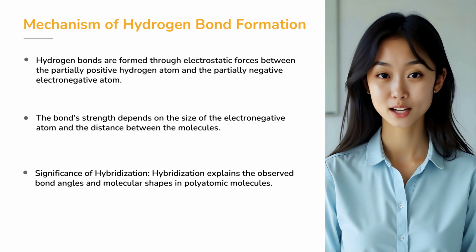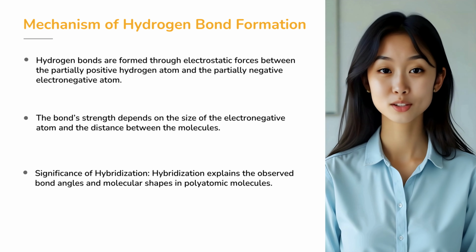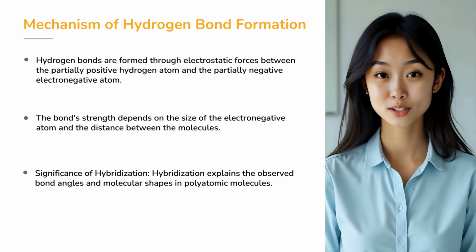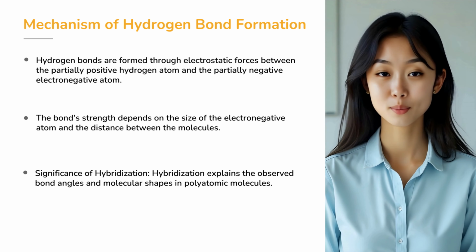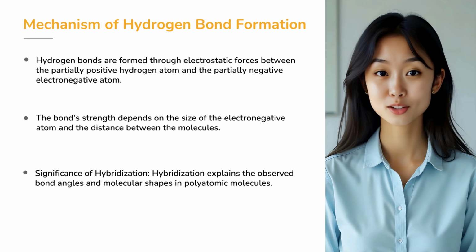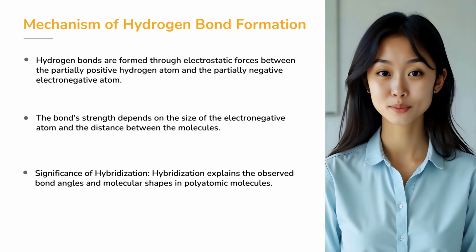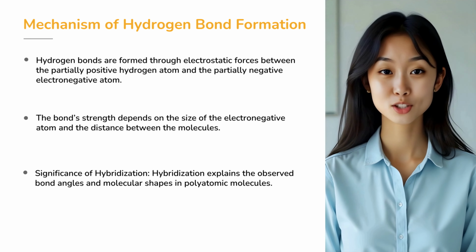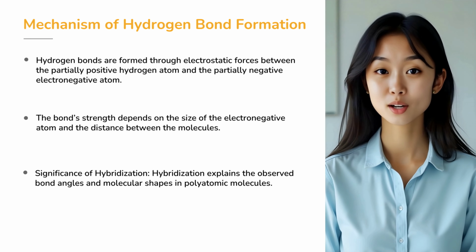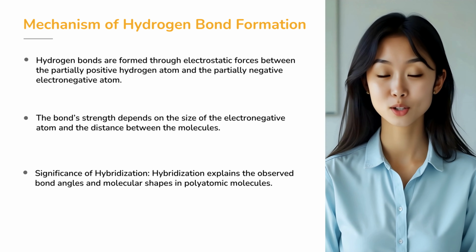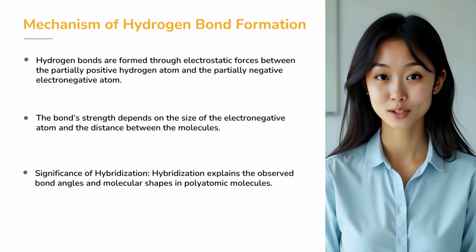This results in the hydrogen atom acquiring a partial positive charge, while the electronegative atom takes on a partial negative charge. When a nearby molecule with an electronegative atom approaches, the H delta plus of one molecule is attracted to the X delta minus of another molecule, forming the hydrogen bond. This bond can be visualized as a dotted line between the molecules. The strength of this bond depends on the size of the electronegative atom and the distance between the molecules.